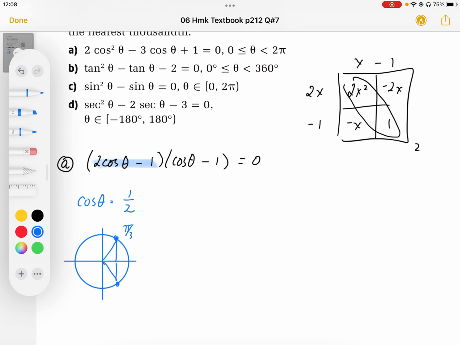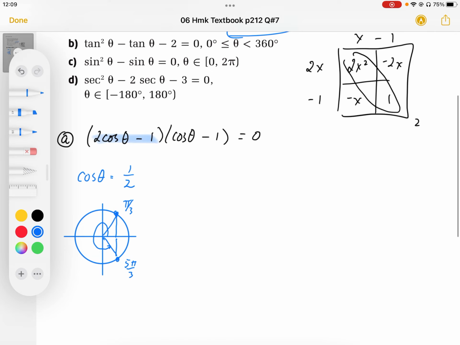However, the question asks for the domain to be from 0 to 2 pi, so I'm going to measure in this direction. And so that's going to be 5 pi over 3. So for here, the angles are going to be pi over 3 and 5 pi over 3. That's my theta 1 and theta 2.